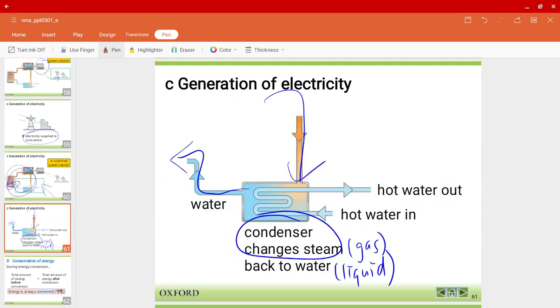For this part, I just wanted to introduce how energy is converted from one form to another, and how electricity is generated, especially back in the day when we used to use steam engines.